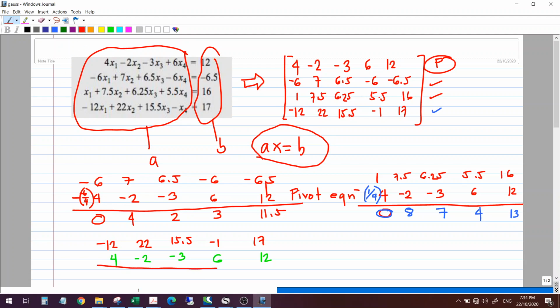So what do we get? So what number will I multiply the pivot equation so that when we subtract that with the fourth row, or the fourth equation, this becomes 0? So by inspection, it should be 12/4. Okay, so -12/4. So that becomes 0. This becomes 16. This becomes 6.5. This becomes 17. And this becomes 53.